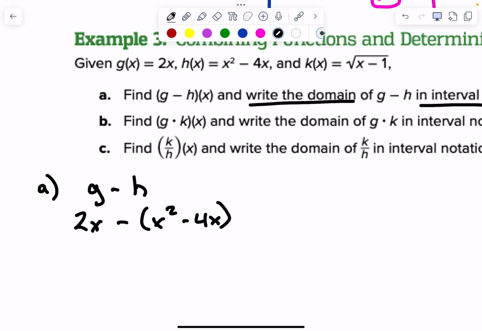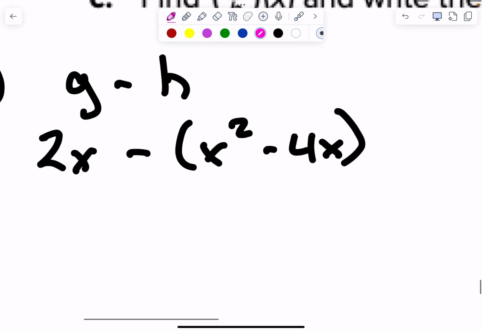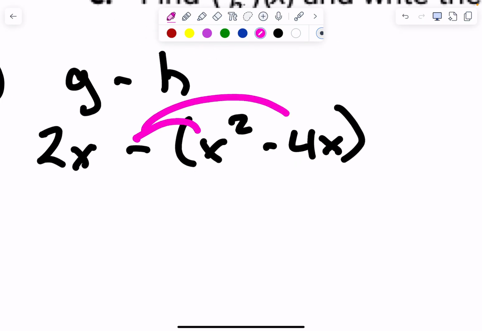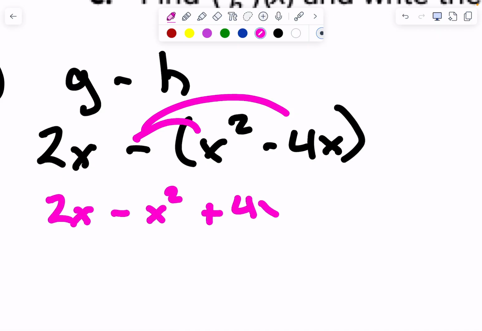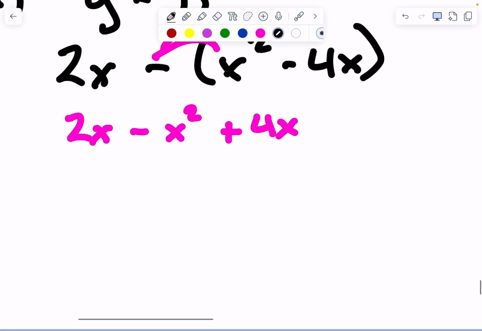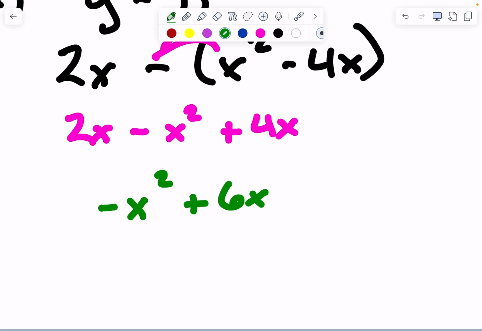Now I put H in parentheses because we have to distribute the negative through. Right? Okay, distribute the negative through. So I've got 2x minus x squared plus 4x. Okay, let's combine like terms and write them in order. What do you got? I'm going to go negative x squared first, plus 6x. It doesn't matter. If you do it the other way, then it's not wrong.